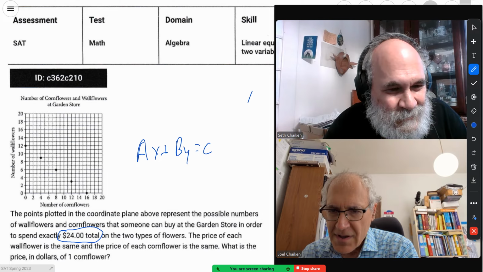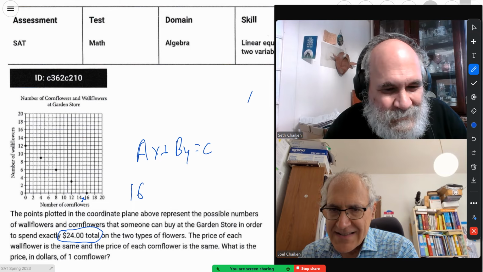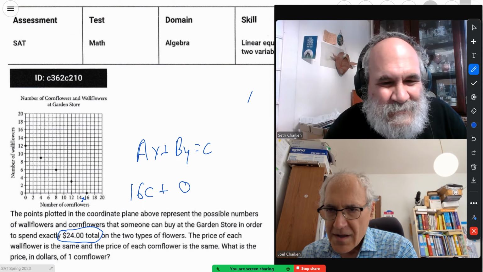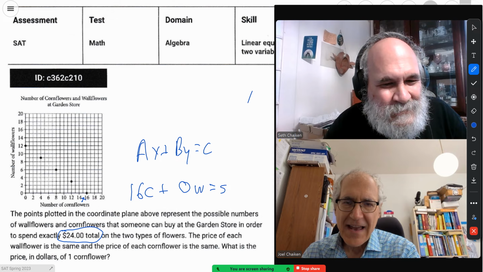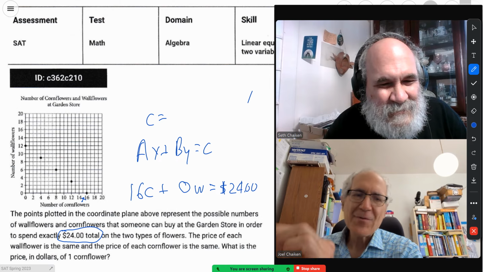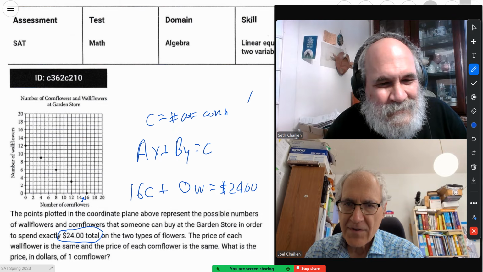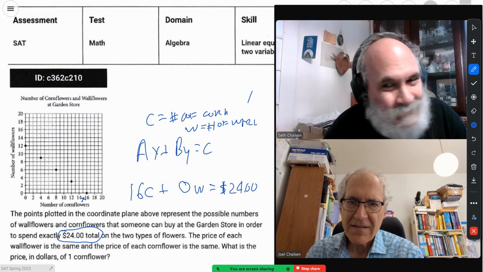$24 total. Let's look at what happens when you only buy cornflowers. When you only buy cornflowers, you buy 16 C cornflowers and 0 wallflowers, where C and W are the prices of each. And that has to add up to $24. Now, you would never write this on the test, but you'd have to think it clearly. C are the number of cornflowers, and W are the number of wallflowers. But you're not going to actually write that on the test.